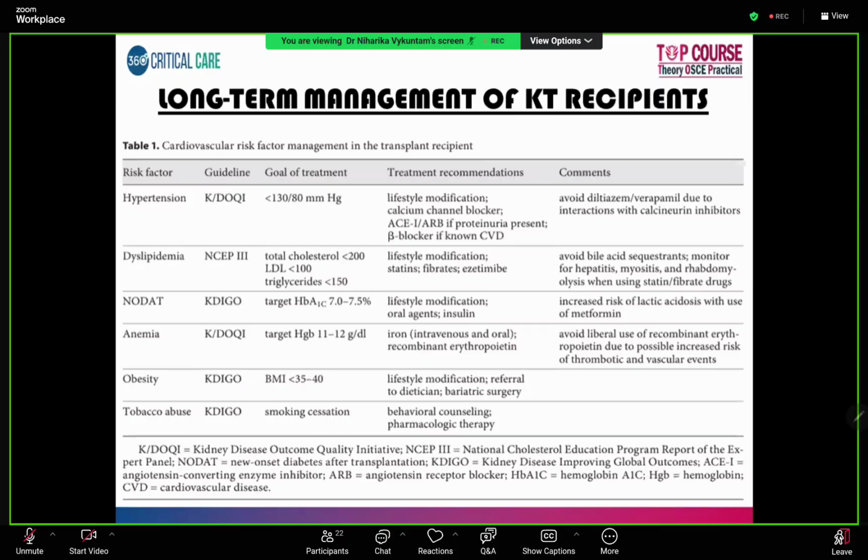Then what is this NODAT? That is nothing but new onset diabetes after transplantation. This could be secondary to the immunosuppressive drugs which you are using. So you have to target the HbA1c between 7 to 7.5.